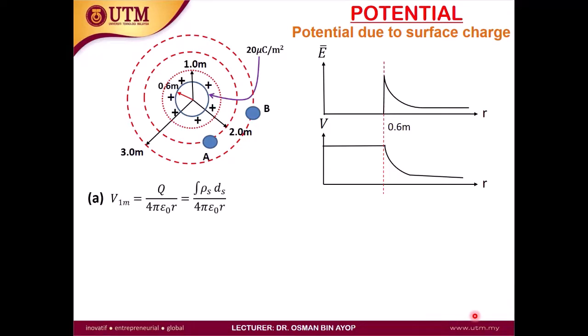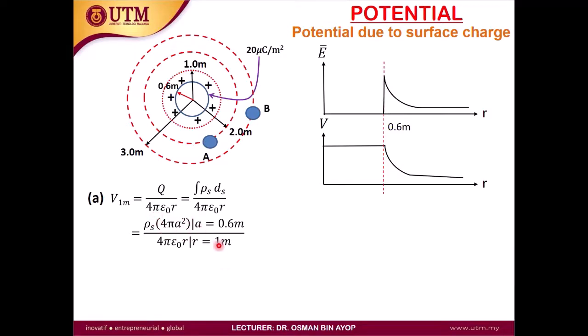Okay, for question A, V at 1 meter is equal to Q divided by 4 pi epsilon naught R. And the Q here is equal to rho S dS because we have surface charge density. So we put all the values. The solution for rho S dS is rho S 4 pi a square. This is basically the surface area of a sphere.